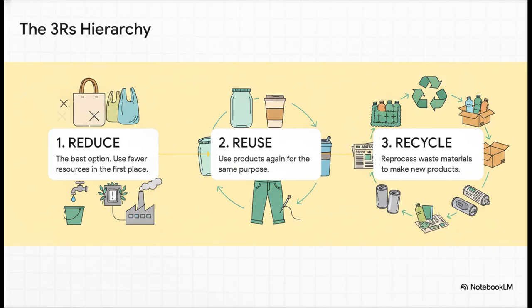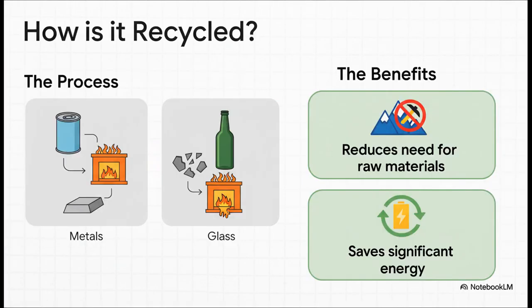The next best thing is to reuse items as many times as you can. And then the last resort is to recycle the material into something new. So, how does recycling actually work? Well, for metals, it's pretty straightforward. They can be melted down and reformed into new products. With glass, the bottles are usually crushed up and then melted to make new glass.